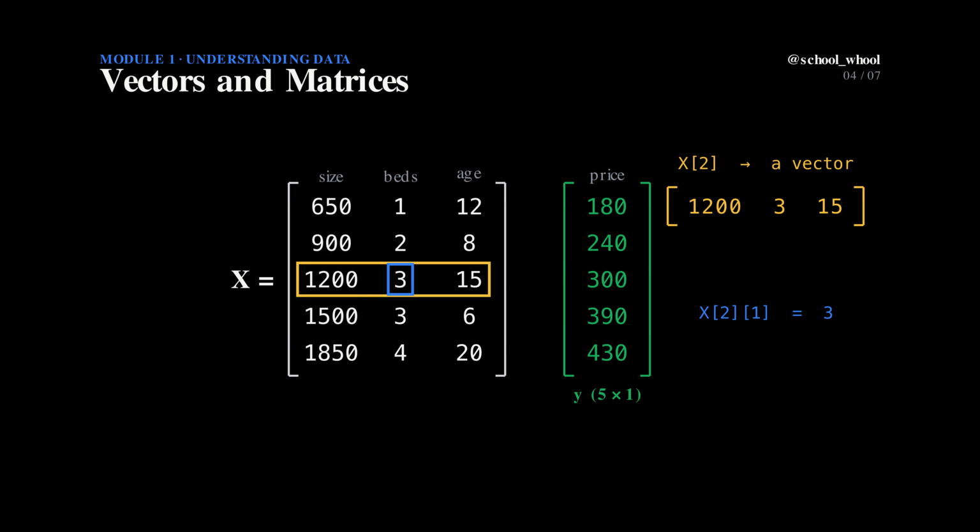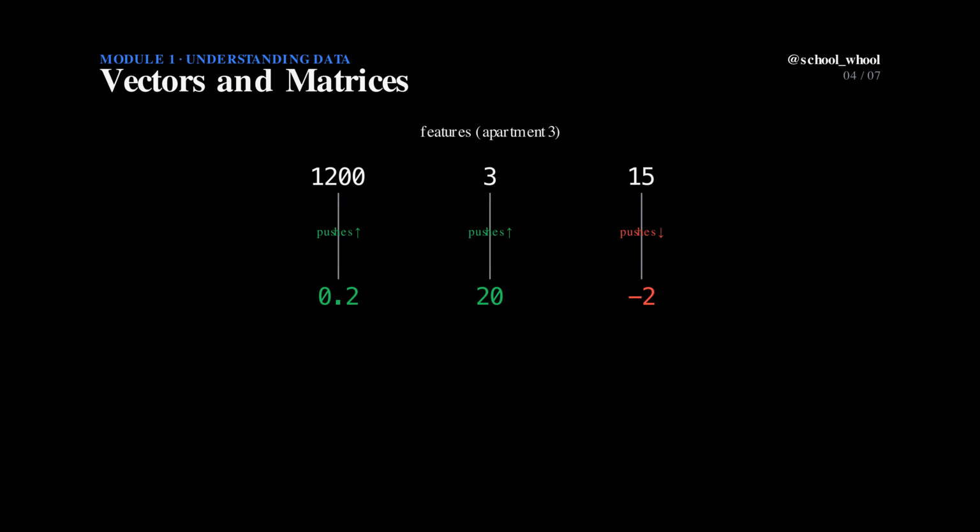So why arrange data like this? Because it makes predicting easy. The model keeps a weight for every feature, a number saying how much that feature pushes the price, and in which direction. Bigger size pushes the price up, so its weight is positive. More age tends to push the price down, so its weight is negative. Each feature is paired with its own weight.